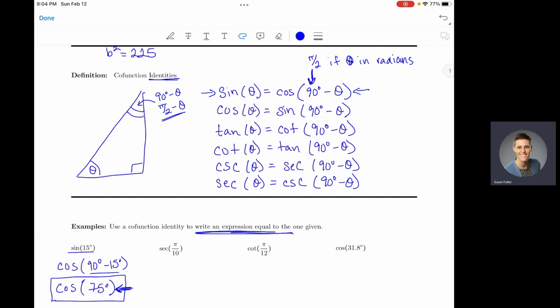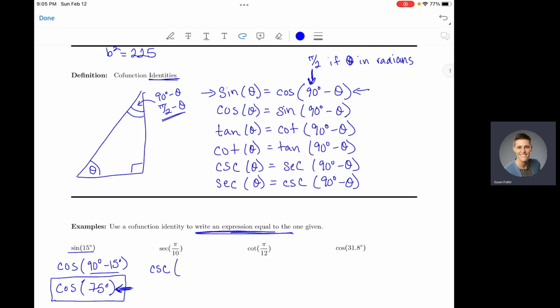So let's rock through these next few. The secant of pi over 10. I'm looking for an equivalent expression to this one. So the secant value of pi over 10. Well, in our triangle, the secant value switched with what other trig function? The secant value switched with cosecant. So I know that I'm going to change this into a cosecant. Now the question is, it's going to be the cosecant of what angle?